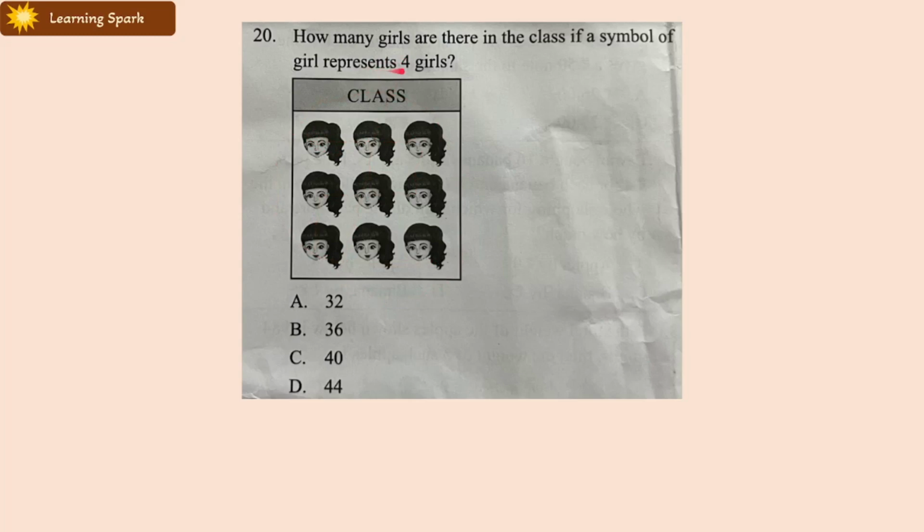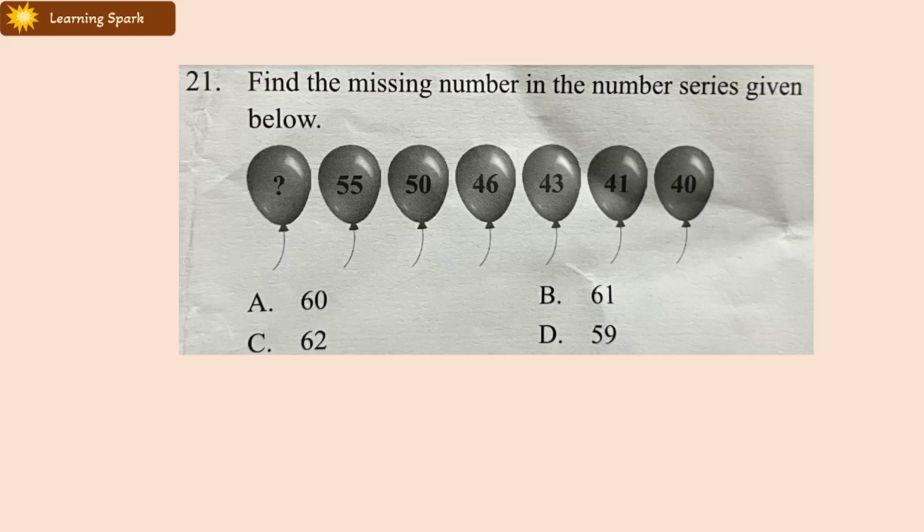Each symbol represents 4 girls, 4 actual girls, right? So how many girls will be there? 9 into 4. So 36. So the right answer is 36. Number 21 is on the screen now.